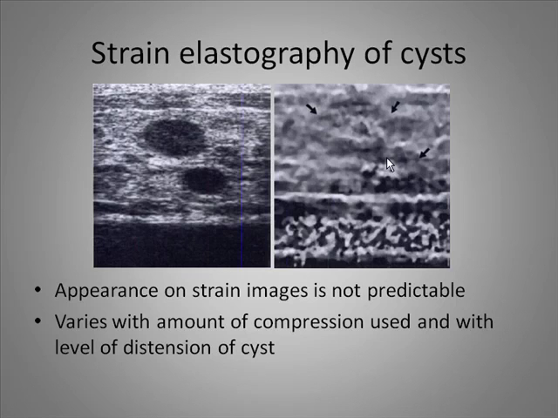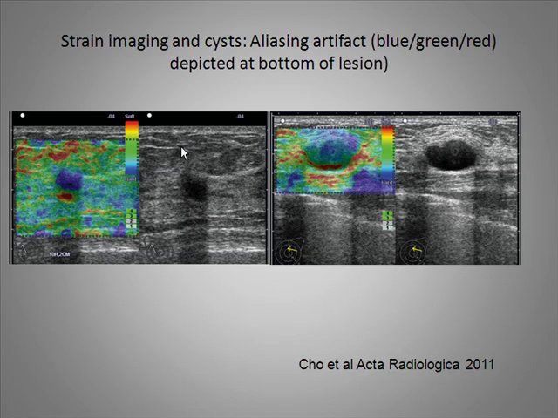Strain elastography does show some different characteristics of cysts against solid masses, but early work showed a lot of variability in appearance. However, a recent series suggested that there is an interesting aliasing artifact that occurs with fluid-filled masses. The appearance of blue and green and red near the posterior surface of a lesion was highly suggestive of a cyst in this series.